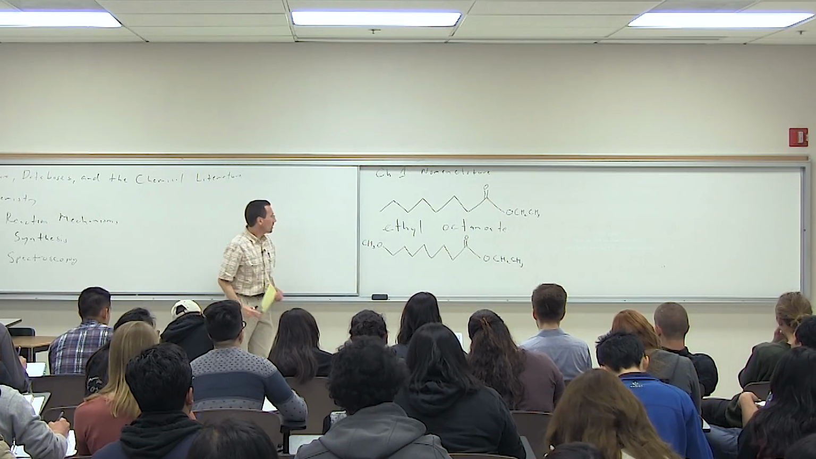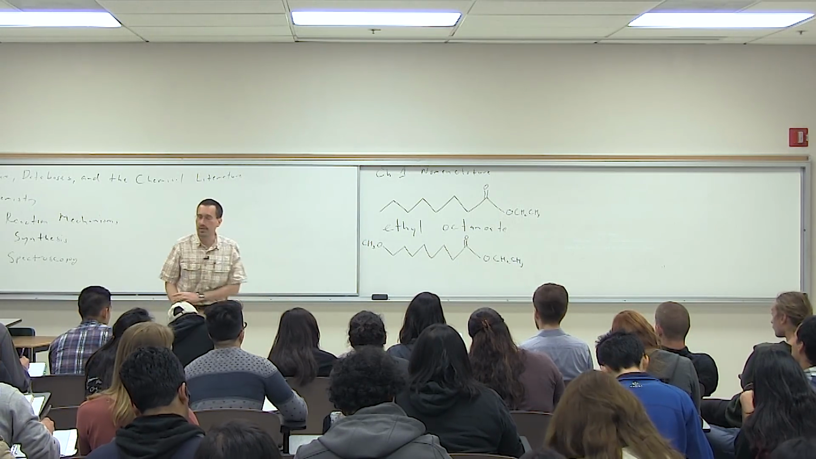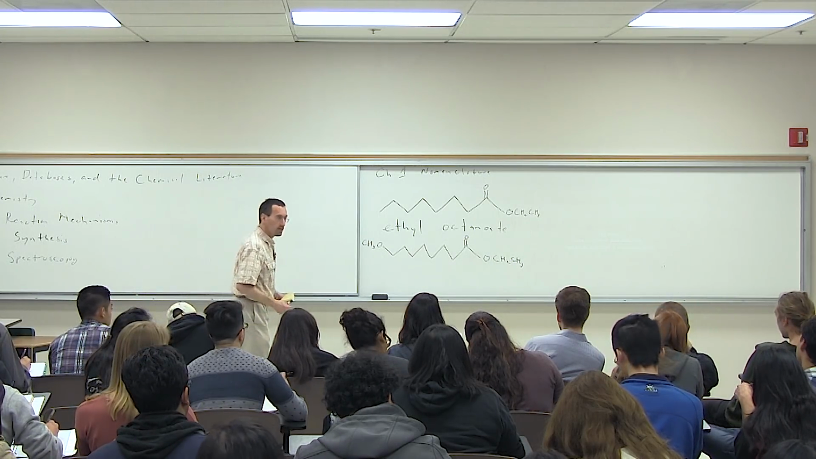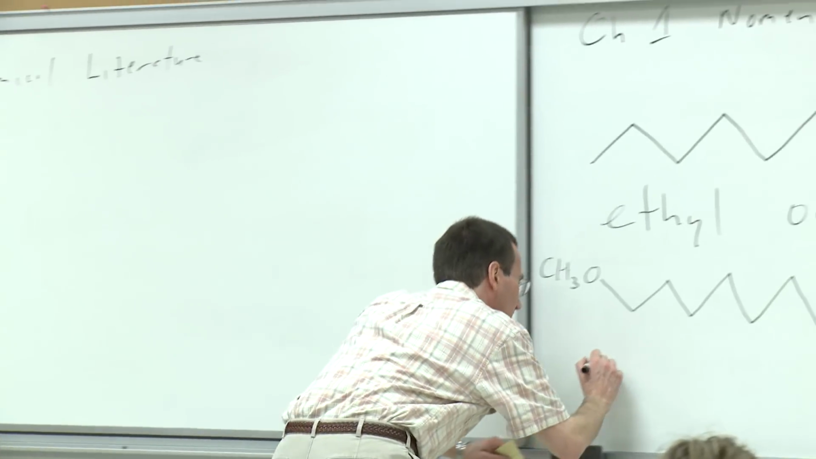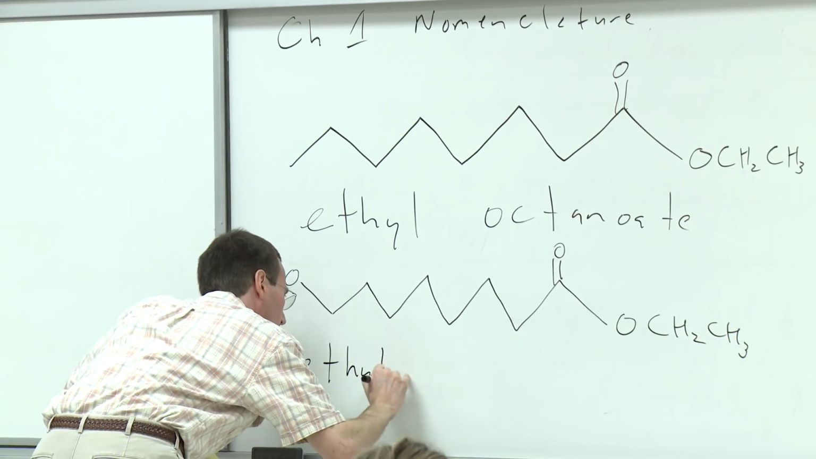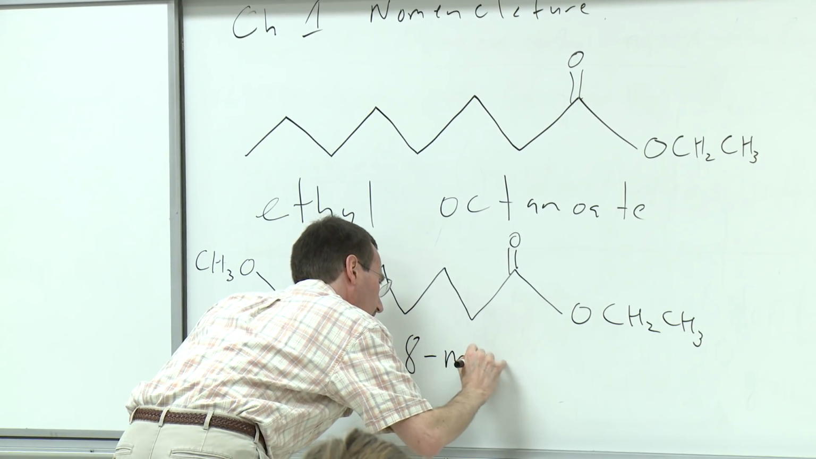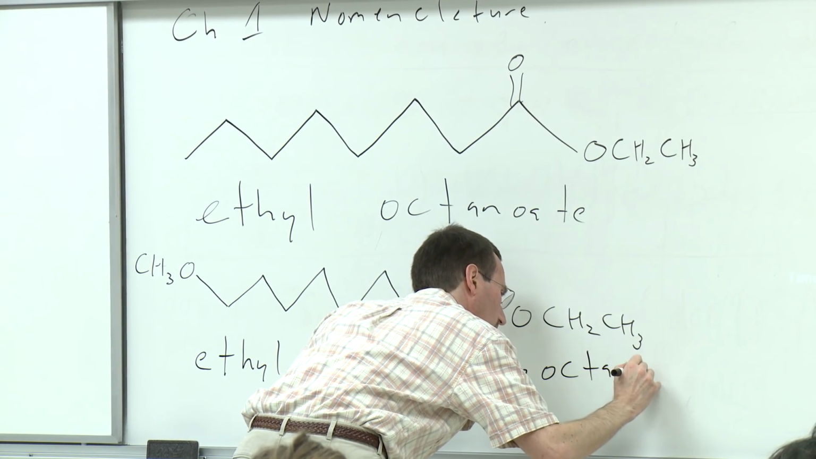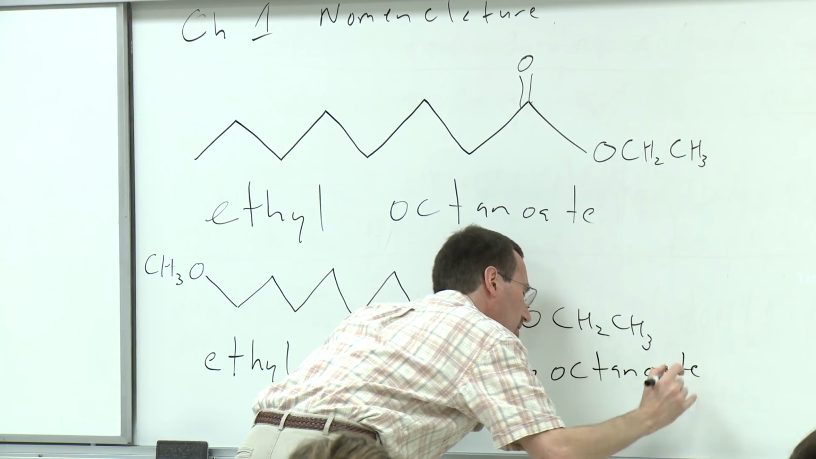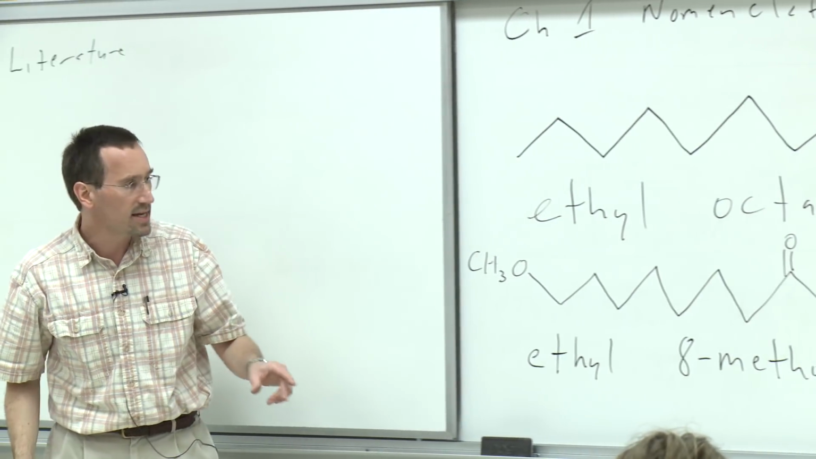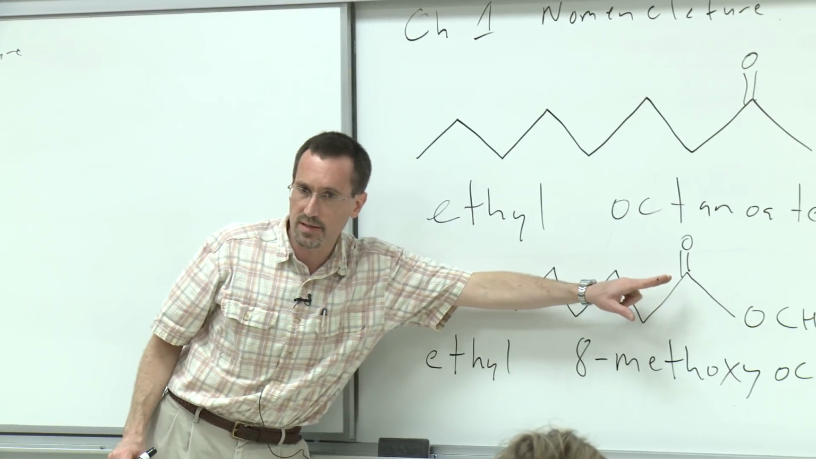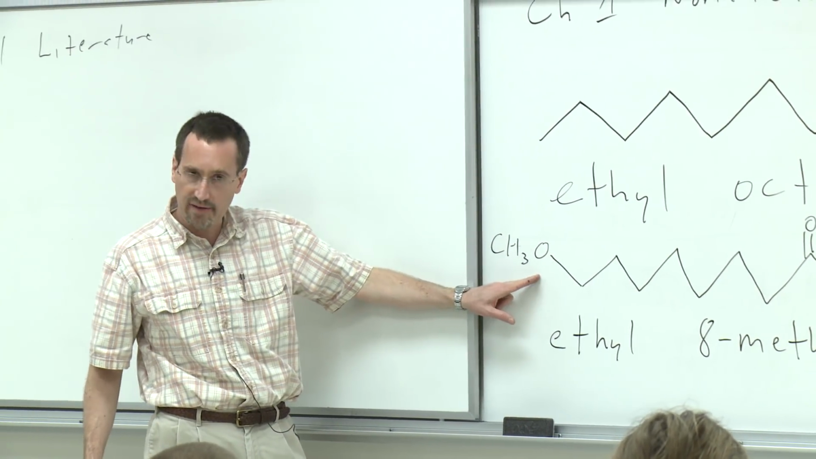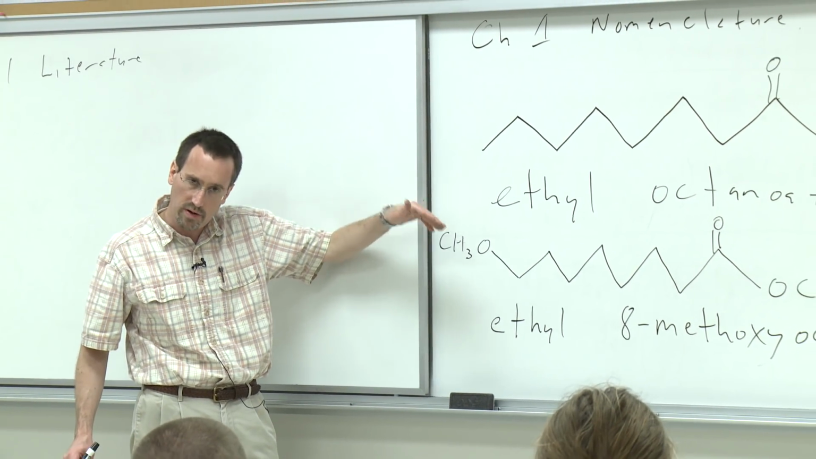All right, so playing with that theme, who else can give me a name for this molecule? Would it be ethyl 8-methoxyoctanoate? Perfect. Ethyl 8-methoxyoctanoate, all one word. In other words, you have looked at the molecule, recognized that the highest priority functional group is still the carboxylic acid functional group. Even though you see that you have an ether functional group, you know it's lower in priority.